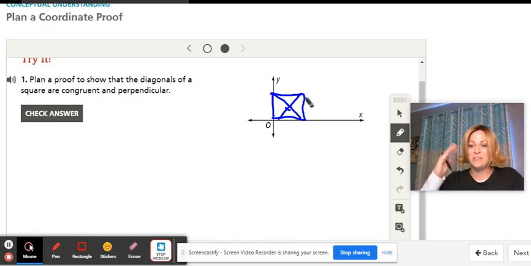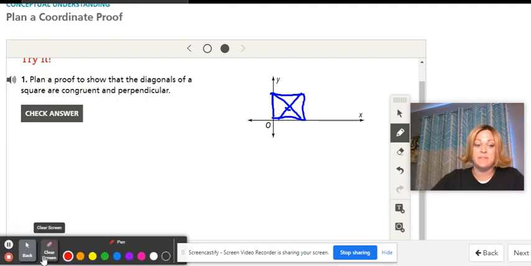Okay, the diagonals. How would I show that 2 segments are congruent? Find the distance. Find the length of those 2. And then how do I show that 2 segments are perpendicular? Find the slope of those 2 and make sure when you multiply them, they equal -1, or that the slopes are opposite reciprocals.